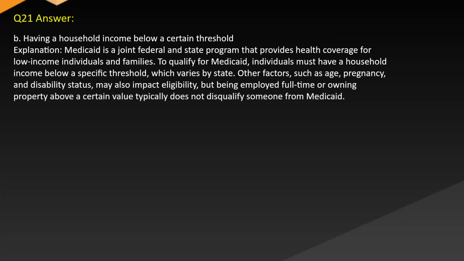Answer: B. Having a household income below a certain threshold. Explanation: Medicaid is a joint federal and state program that provides health coverage for low-income individuals and families. To qualify for Medicaid, individuals must have a household income below a specific threshold, which varies by state. Other factors, such as age, pregnancy, and disability status, may also impact eligibility, but being employed full-time or owning property above a certain value typically does not disqualify someone from Medicaid.